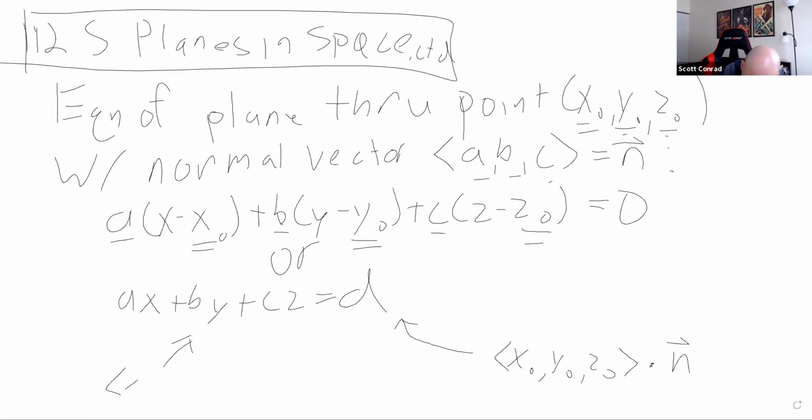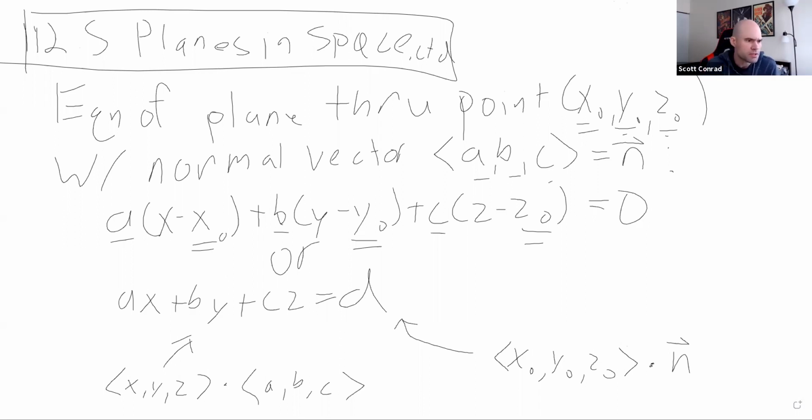In fact, that's what this is saying here. This is just the position vector for any point on the plane, x, y, z, dot the normal vector, a, b, c. So this equation is saying you take the position vector for any point on your plane, you dot it with the normal vector, you're going to get the same constant, no matter what point you pick on the plane.